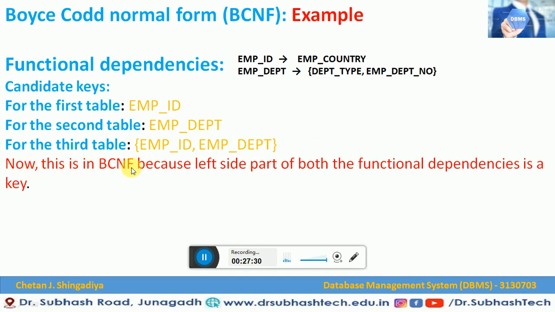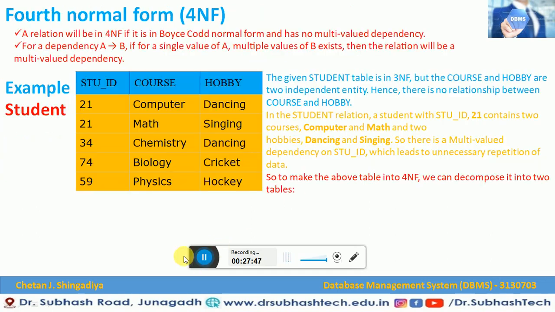Now this is in BCNF, because the left side of both functional dependencies is a key, or we can say a super key. These are the super keys. So according to the rule of BCNF, the left side, that means this X, is supposed to be a super key of that particular table. Then we can say it is BCNF.